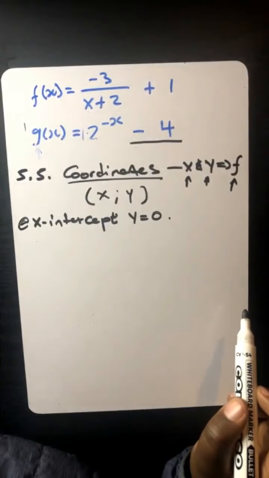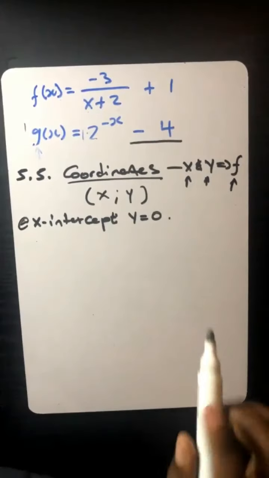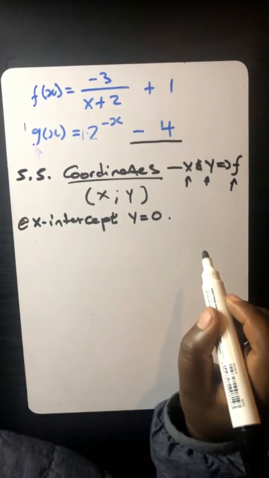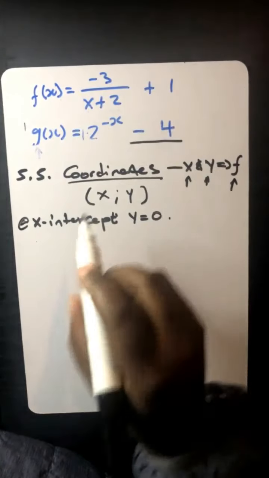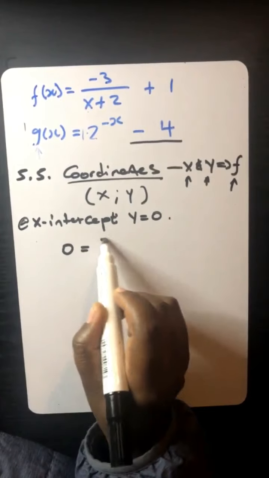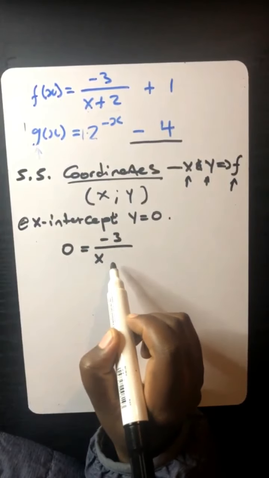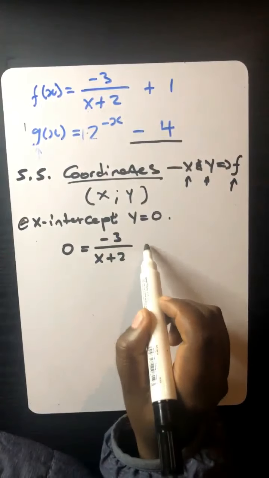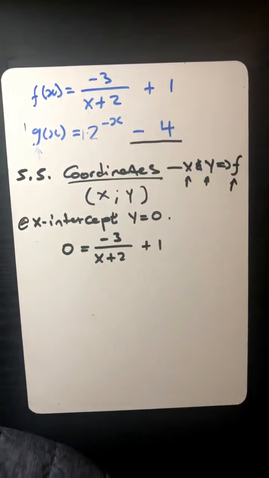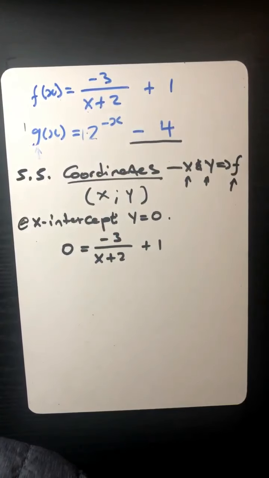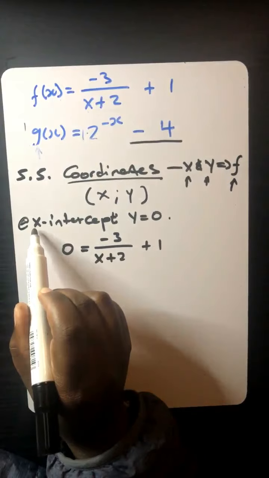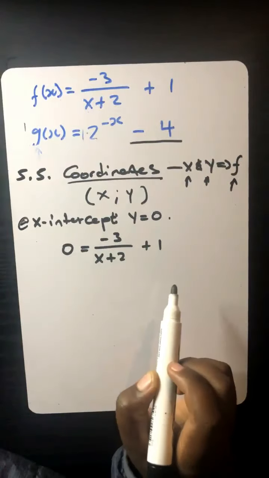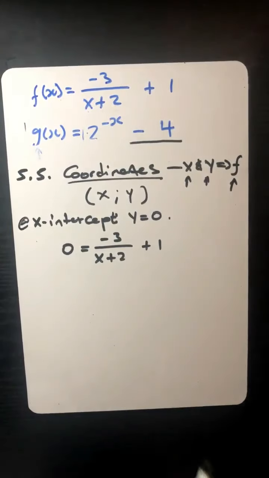What is the next step? In the formula, you will substitute 0 for y. So we substitute 0 for y, so we have 0 equals negative 3 over x plus 2, plus 1. You say so, Minenhle. Ladies and gentlemen, does it make sense to everyone? I hope it does, because this is what you've been doing since primary, guys. I'm sure you've been saying at the x-intercept y is equal to 0. Minenhle, what is the next step?